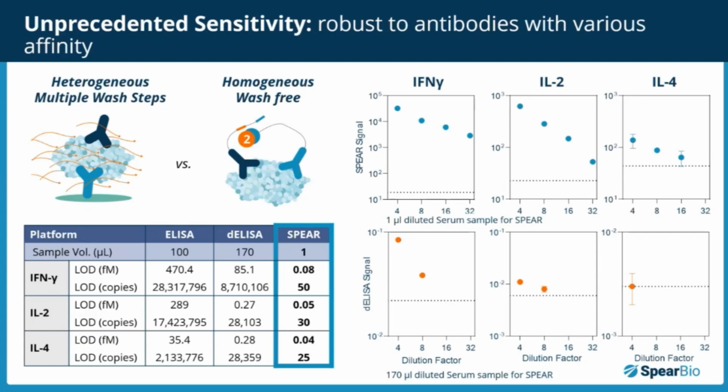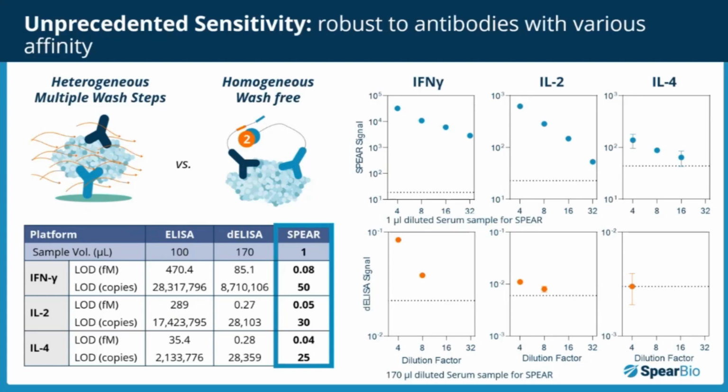Compared to the digital ELISA, Sphere consistently achieves higher sensitivity with significantly lower sample volume across all 3 assays. More importantly, Sphere shows consistent sensitivity across all 3 biomarkers. Meanwhile, digital ELISA shows significantly lower sensitivity for interferon gamma due to the low affinity of the antibody used. The same, ELISA also shows lower sensitivity for interferon gamma as the digital ELISA due to its heterogeneous nature.